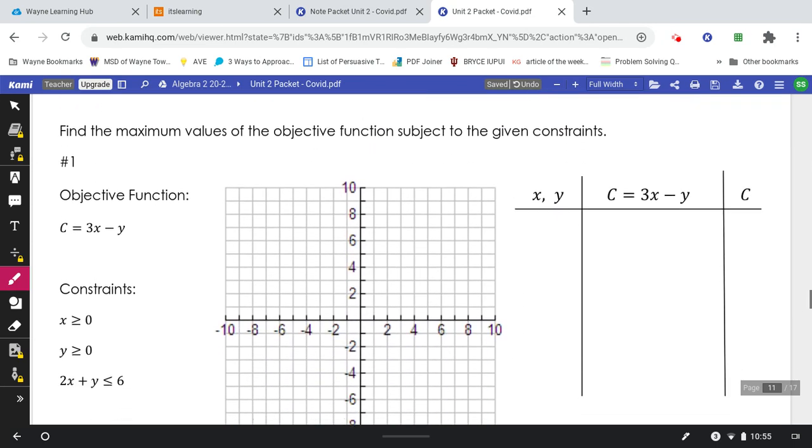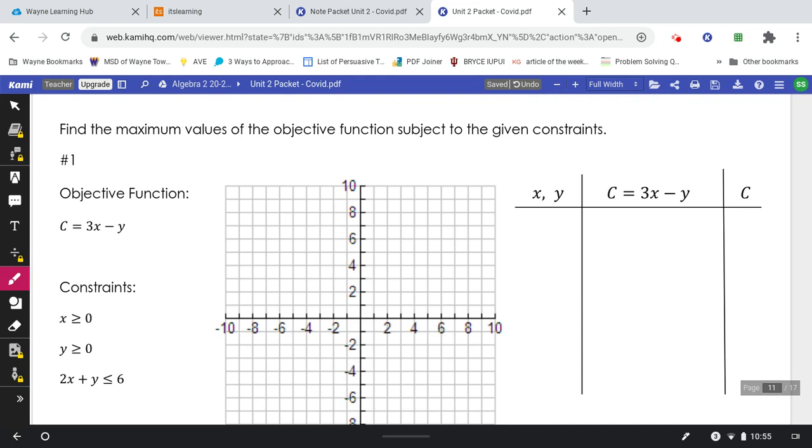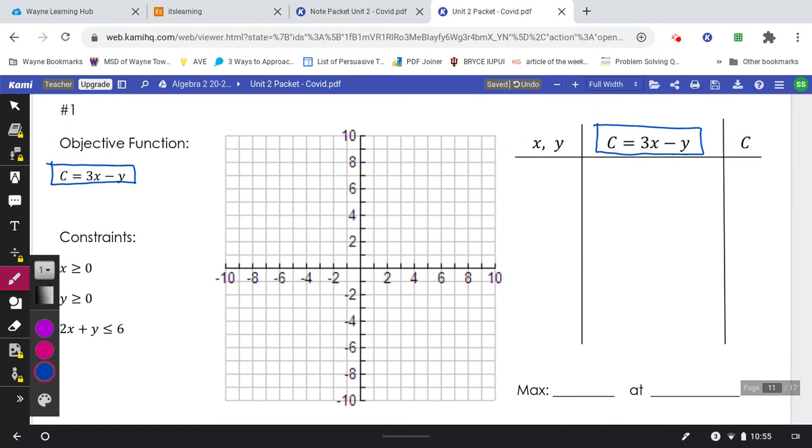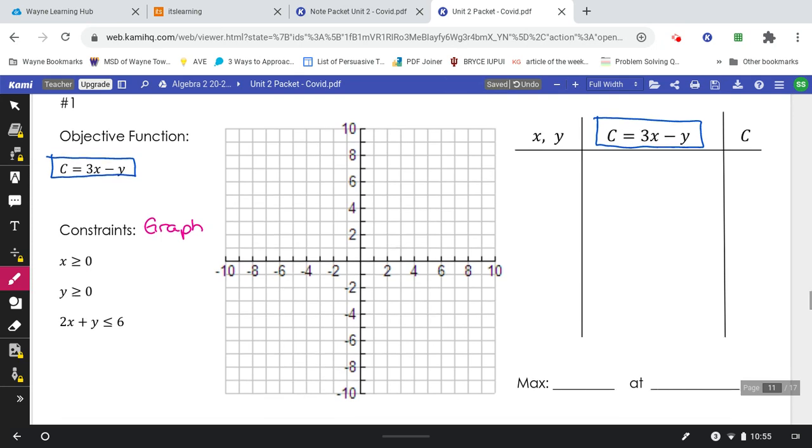Okay, so for the next part, we are going to be graphing these and then come up with our own corners. So for example number 1, the objective function c equals 3x minus y. It's going to go in this table right here. We just copied it over. We're going to work on graphing the constraints first. So we're going to graph these on our grid and then come up with our corners.